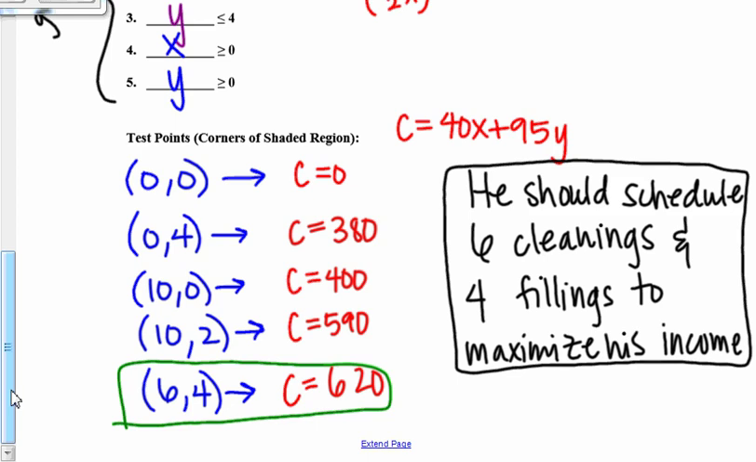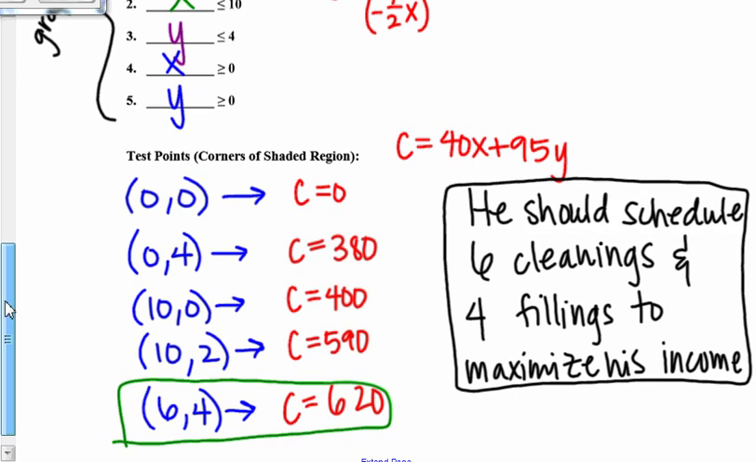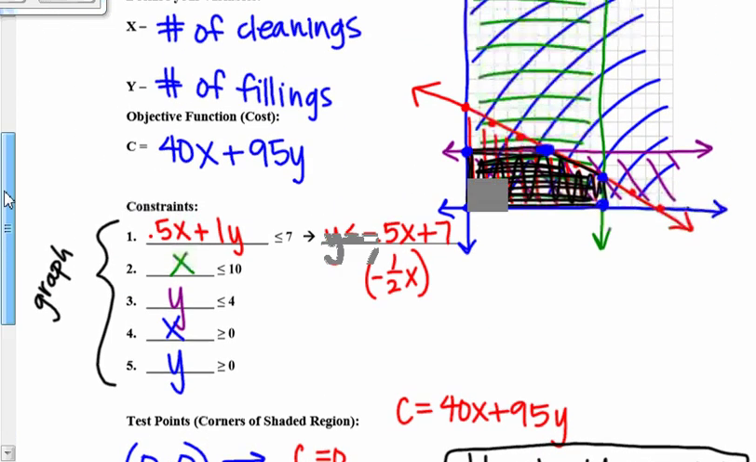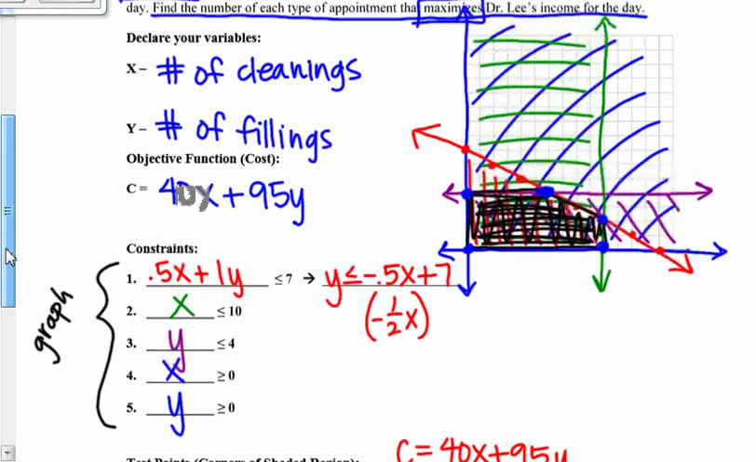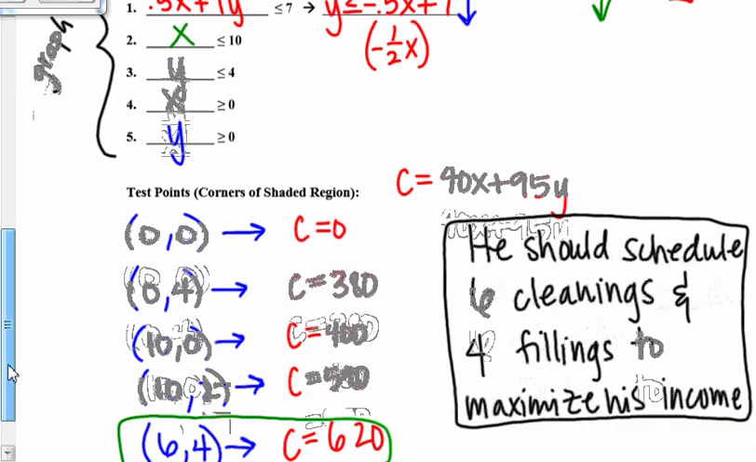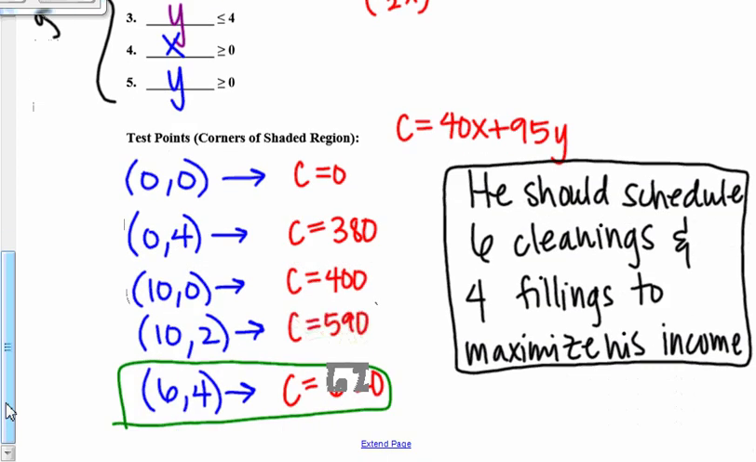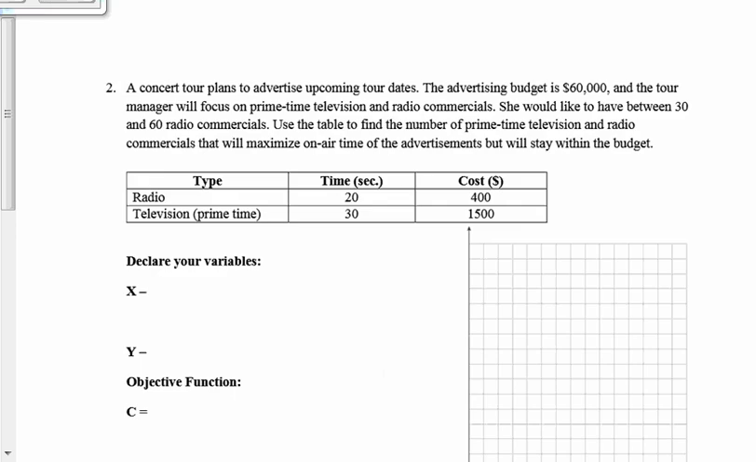So that is according to all the constraints, all the time constraints, all of the money constraints, everything like that. We figured out that 6 cleanings and 4 fillings was the best case scenario to maximize his income for that day. All right, let's move on to number 2.